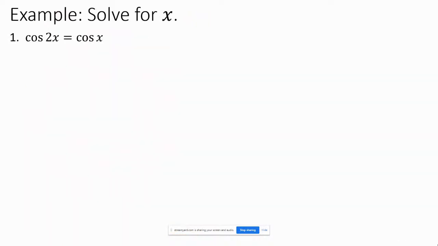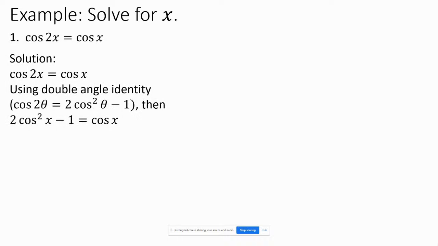Okay, so let's have example 1. Cosine 2x is equal to cosine x. Now, although the equation is in a single trigonometric function, which is cosine, the left side is in double angle, and the right side is normal cosine. Okay, so paano yun? So we will use trigonometric identities. Okay, so how do we do that? Using the double angle formula, cosine 2 theta is also the same as 2 cosine squared theta minus 1. O di, etong nasa kaliwa natin, papalitan natin ng 2 cosine squared x minus 1. So ito na siya, cosine x.